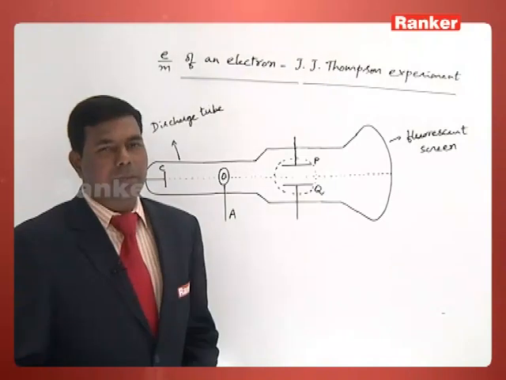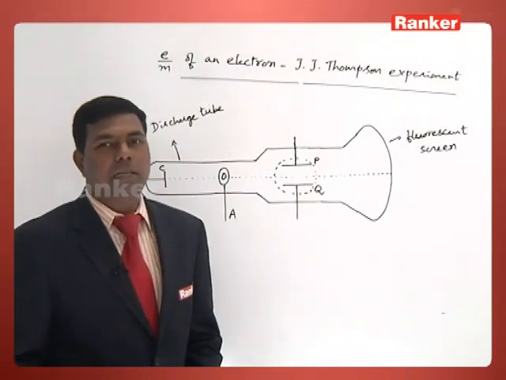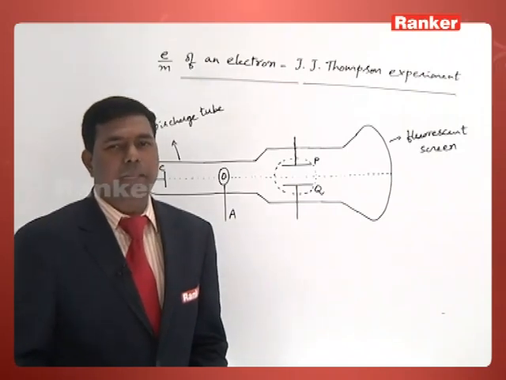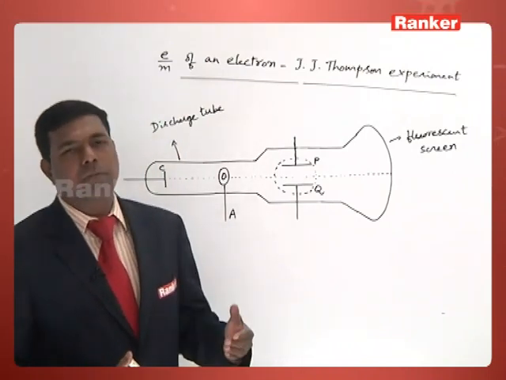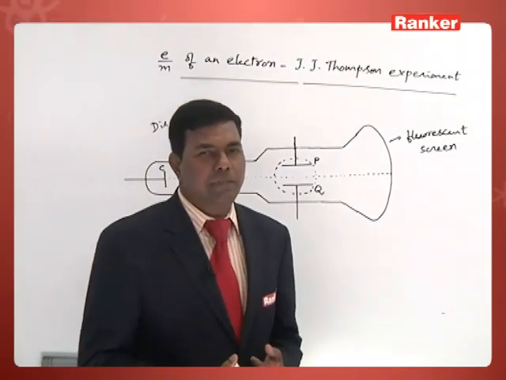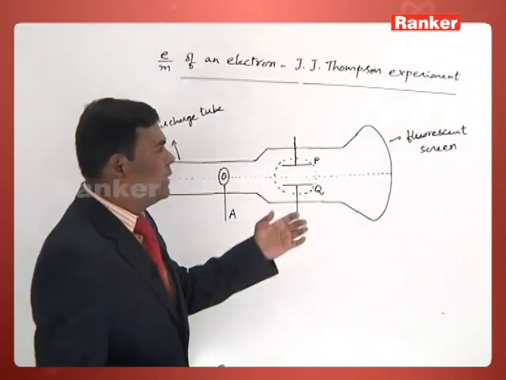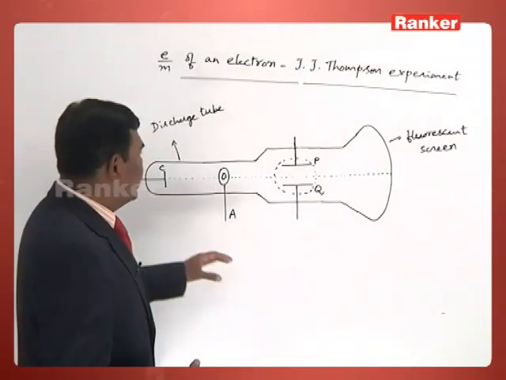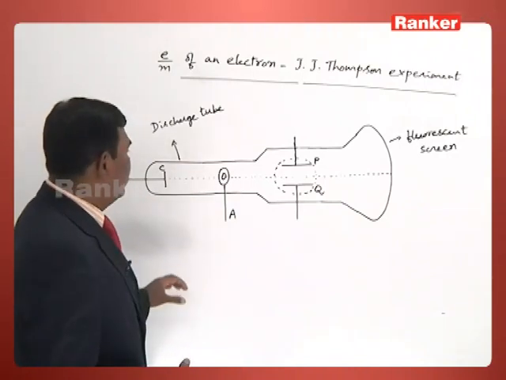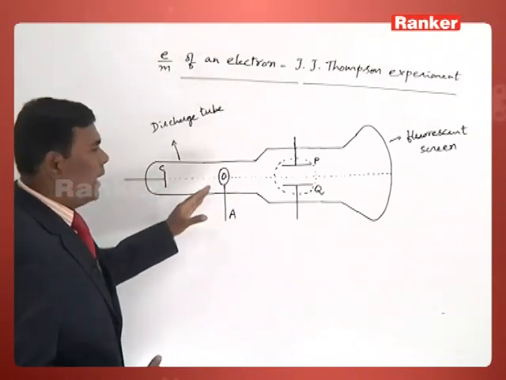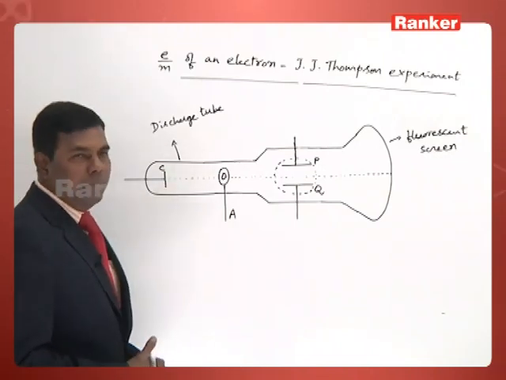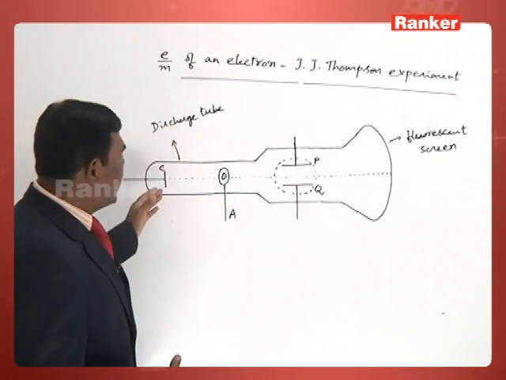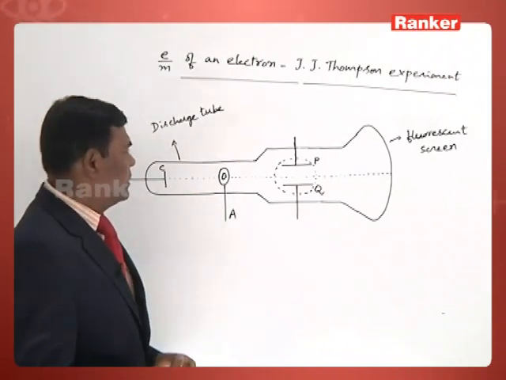J.J. Thomson experiment. This experiment is used to determine e by m of an electron, that is, the charge to mass ratio of an electron. It is also known as specific charge. Specific charge means the ratio of charge of the electron to the mass of the electron, and that can be determined using this experiment. The apparatus consists of a discharge tube which consists of a cathode and an anode. A large potential difference can be applied between them, and we can see discharge of electrons through gases.